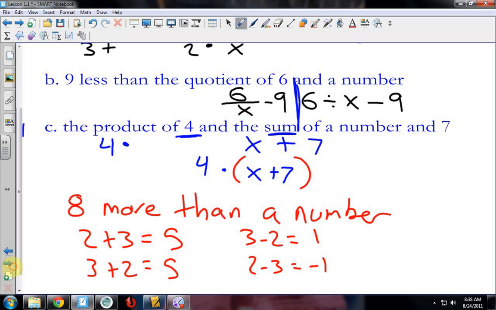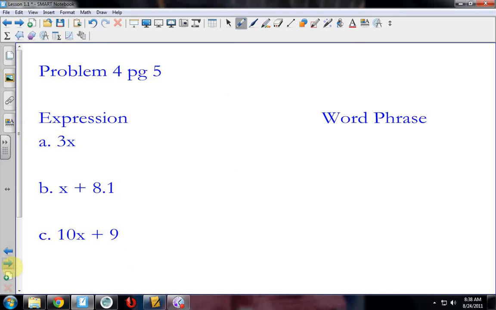Okay? All right. Now, here they're going to give us an expression, and we're going to come up with the words to go along with it. Now, is there only one answer for these word phrases? No, remember how many words we drug to the operations earlier? There's lots of different ways we could say this.